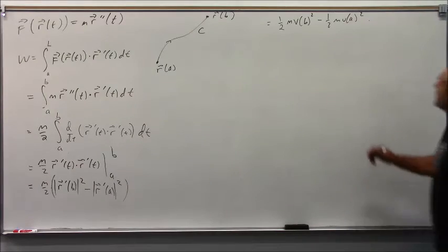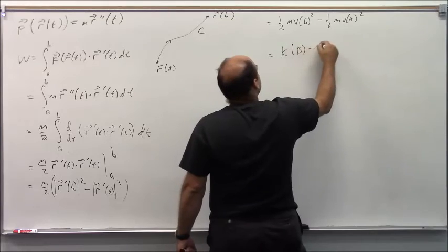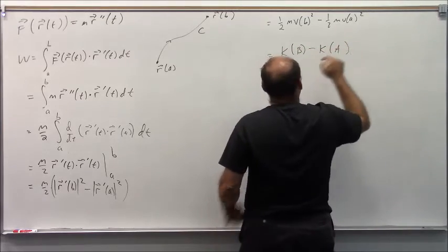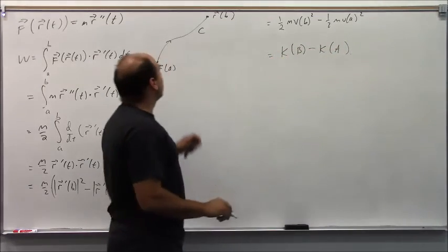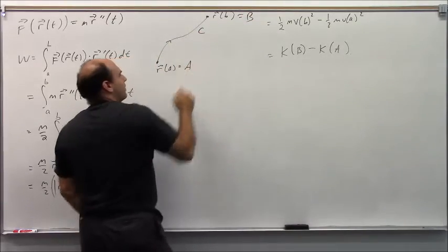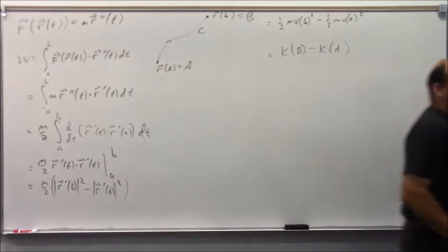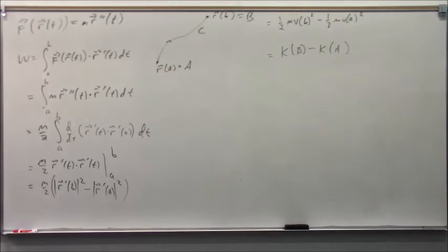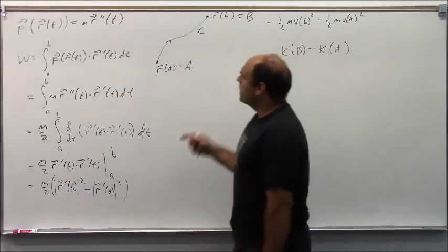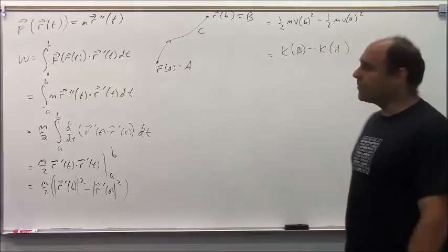So let me write this just slightly differently. I'm going to make this K of b minus K of a. So the K is for kinetic energy, B is the final point, and a is the initial point. So when I look at that, I can see my change in kinetic energy just sitting there. Now that's what I get if I compute this path integral by parameterizing the curve. What if F happens to be a conservative vector field?